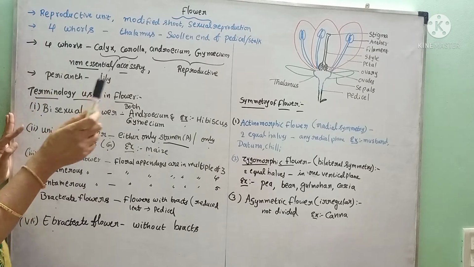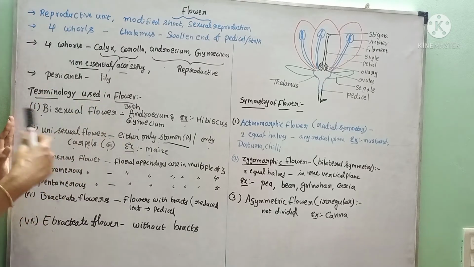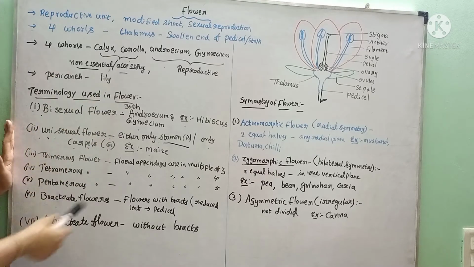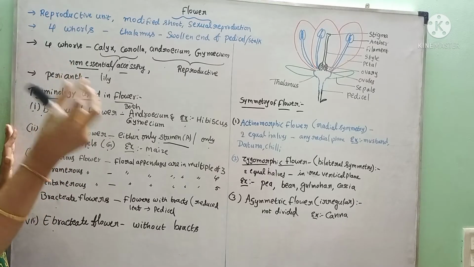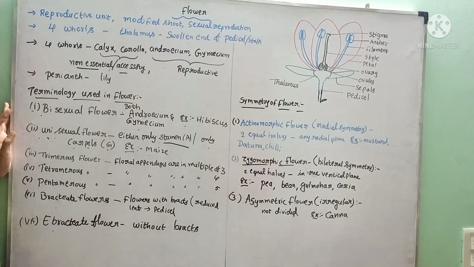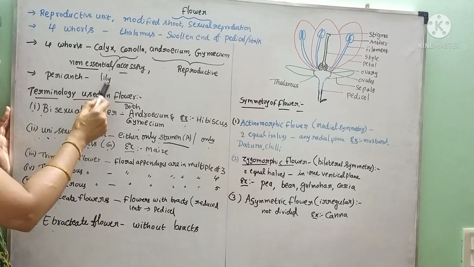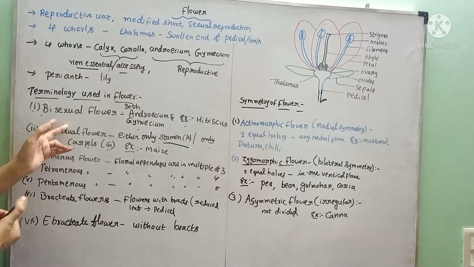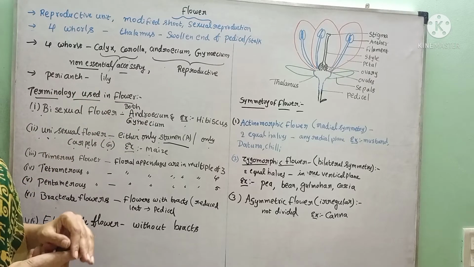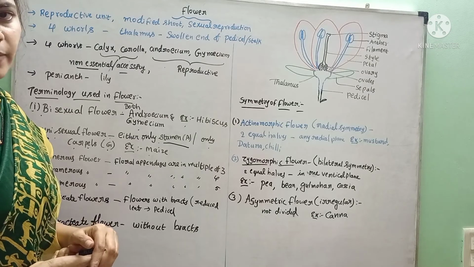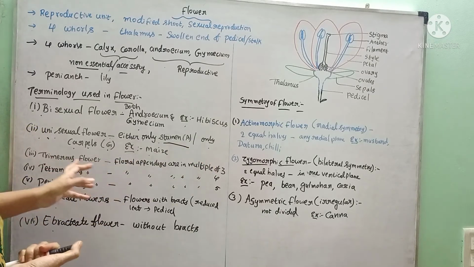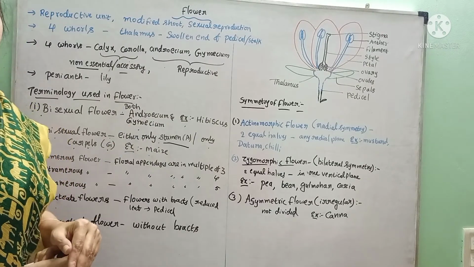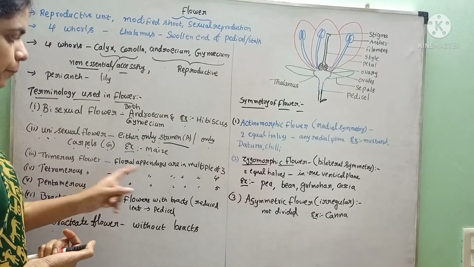Next, perianth. Perianth means the calyx and corolla unite to form a tube-like structure protecting the reproductive organs. That is called perianth, which is seen in lily. Terminology. Bisexual means both the reproductive organs are present in one flower. Example: hibiscus. Unisexual means only one reproductive organ is present.